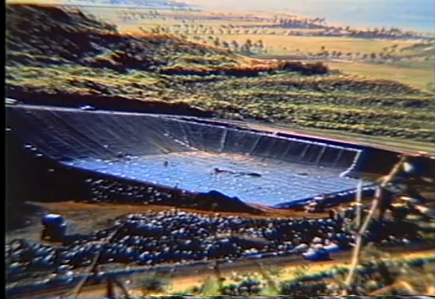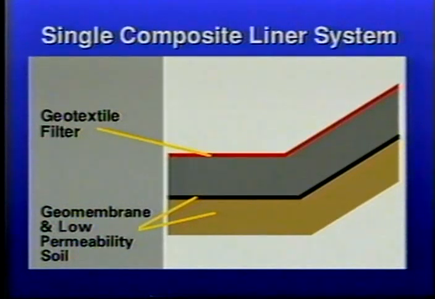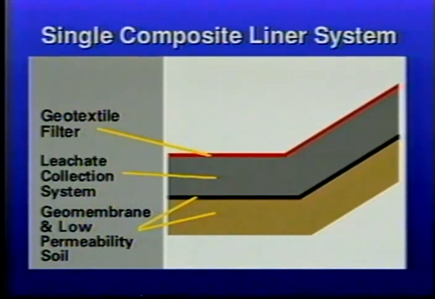The only single liner system authorized in municipal solid waste landfills in the U.S. is a single composite liner system. This includes a geomembrane in contact with an underlying layer of low permeability soil. The two materials complement each other. The leachate collection system is placed above the geomembrane layer.